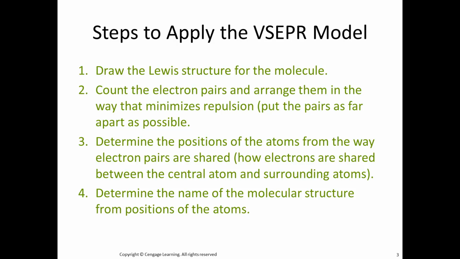There are a few steps to applying the VSEPR model. The first thing we need to do is draw a Lewis structure for the molecule, make sure that the octet rule is obeyed, make sure that we distribute all of our electrons. Then we count the electron pairs and arrange them in a way that minimizes the repulsions between electron pairs in bonding groups and non-bonding groups. We put the pairs as far apart as possible.